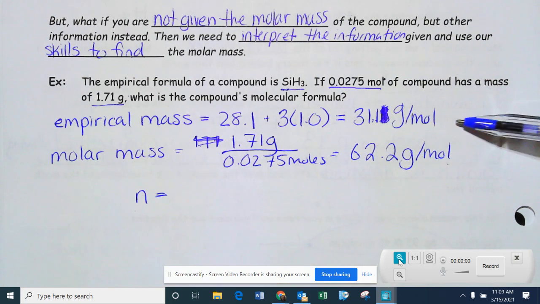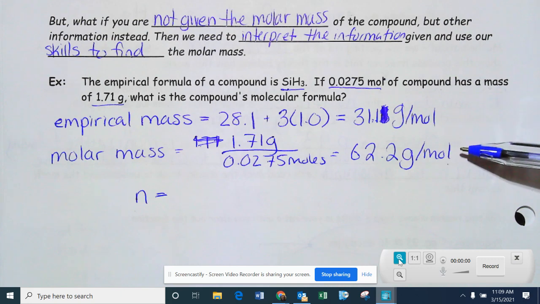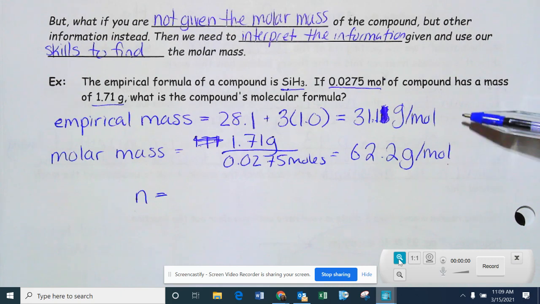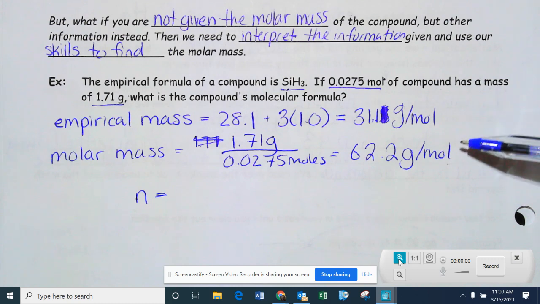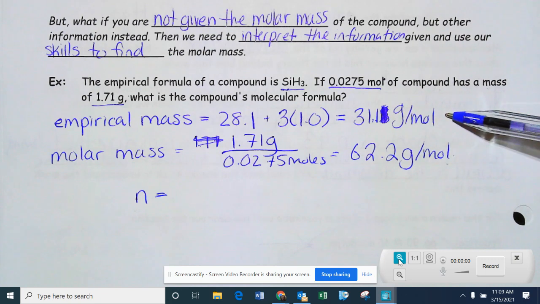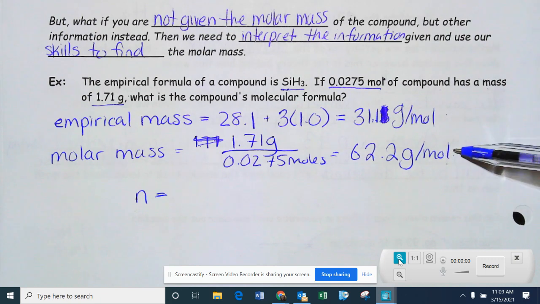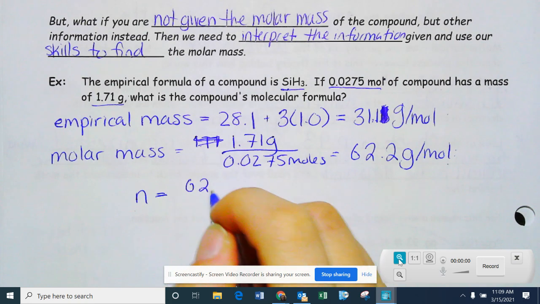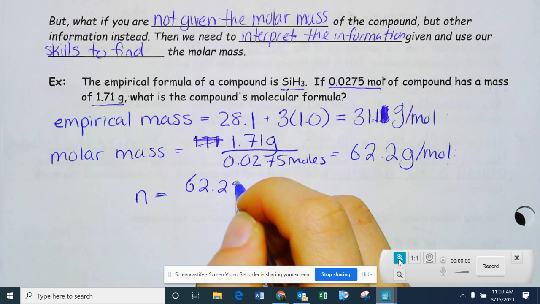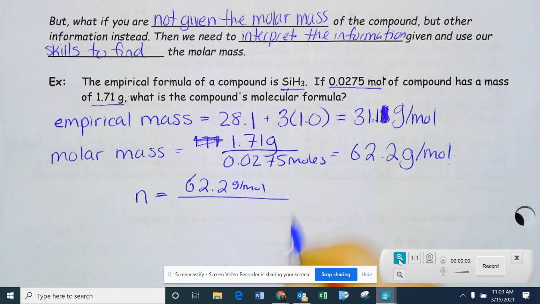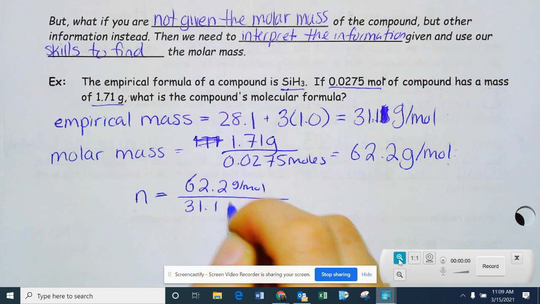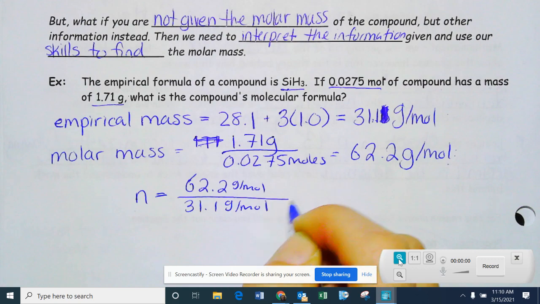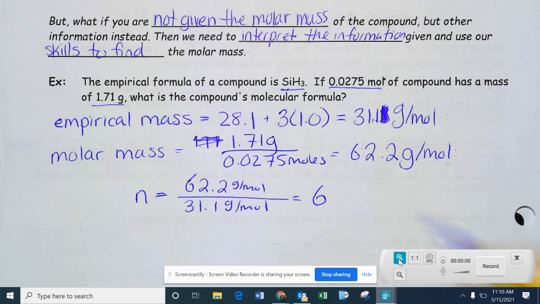Okay, which of these numbers is being divided by which? Yeah, so I'm dividing my molar mass by my empirical mass. So the one that you found, the molar mass, is going to go on top. So I've got 62.2 grams per mole divided by 31.1 grams per mole. And I've got an N value of 6.